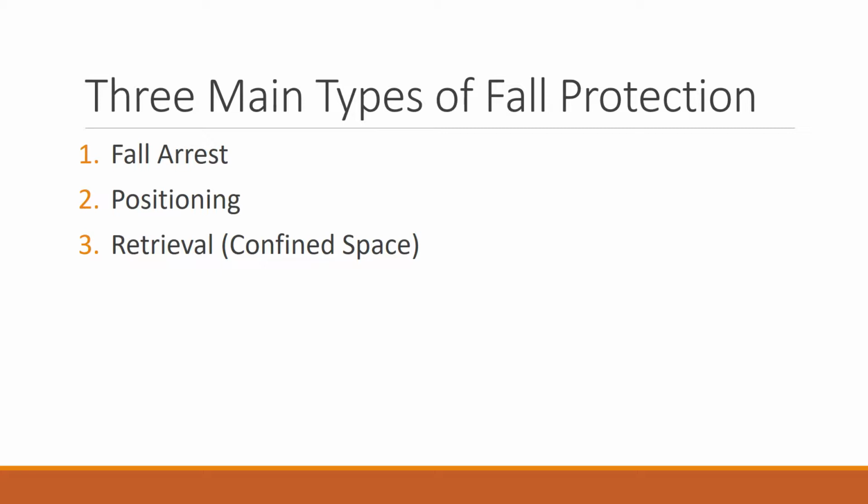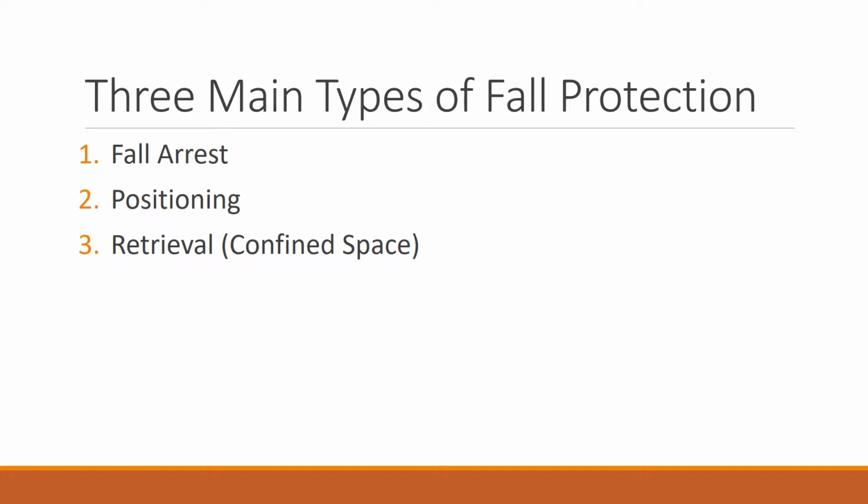The second main type of fall protection is positioning. Positioning allows a worker to sit back in their harness while performing work with both hands. This type of protection is not designed to be used to arrest a fall, but it must be used in conjunction with the fall arrest system.